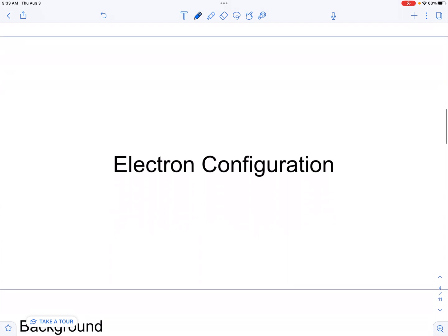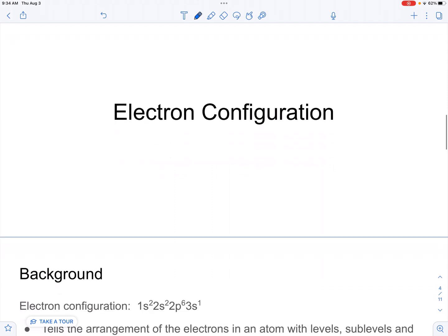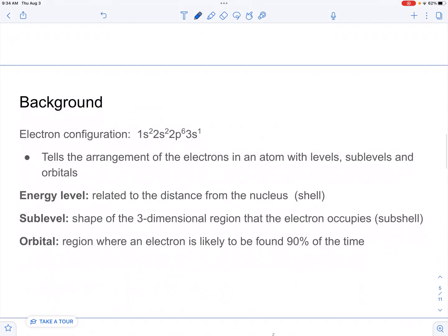All right, electron configuration. What electron configuration does is show you the levels, the shells, the subshells that the electrons are in the atom. It's that information that will then impact things like how big the atom is, what ion it's likely to form, how much energy it takes to form different ions, so all sorts of things. So this is kind of where we start. So again, background, what the electron configuration is: 1s2, 2s2, 2p6, 3s1 is an example.